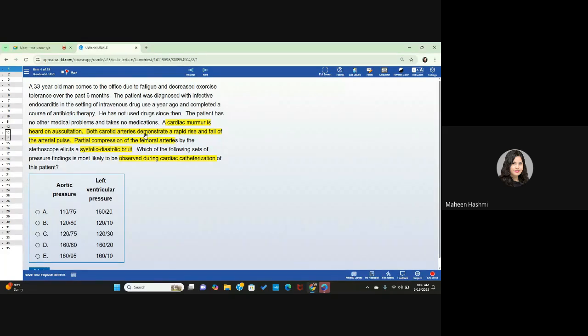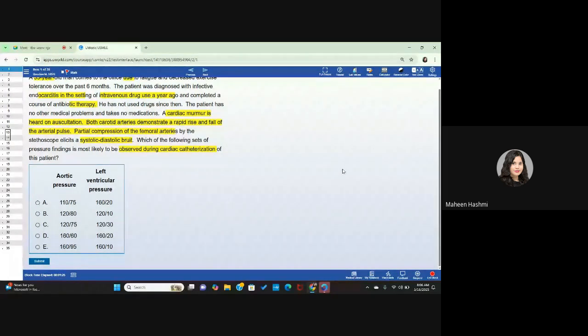So what's happened is that there's this 33-year-old man. He comes to the office due to fatigue and decreased exercise. The patient was diagnosed with infective endocarditis. We know that because he was an IV drug user for a very long time and he completed his course of antibiotic therapy. Okay. So what do you think is happening in this patient?